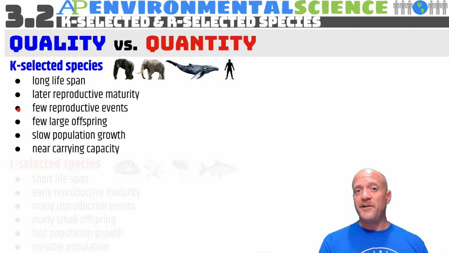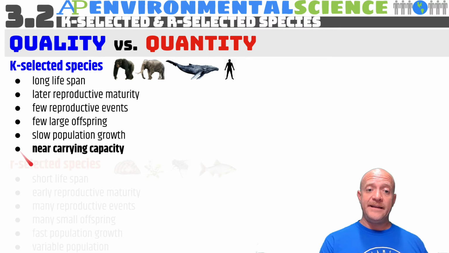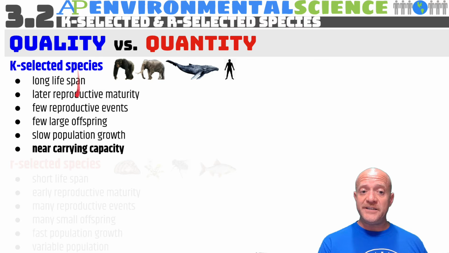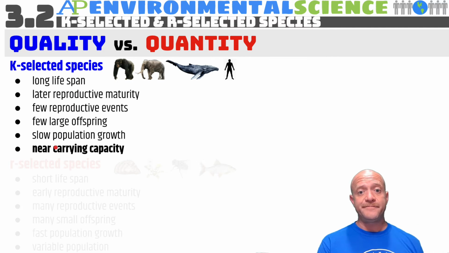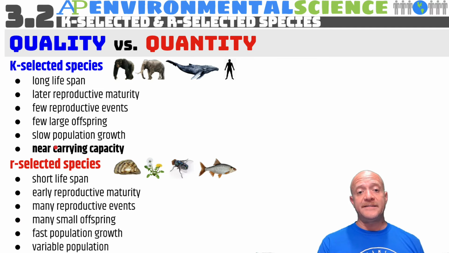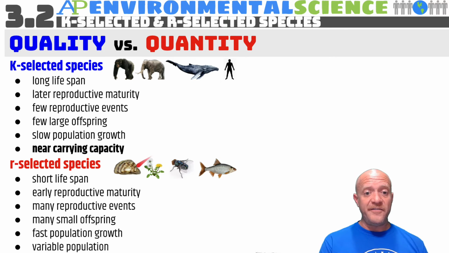They have fewer reproductive events. They have a smaller number of large offspring. The populations are slow to grow, and they hover near the carrying capacity. And the reason they're called K-selected species is because their populations pretty much are near that carrying capacity. Now, when we're talking about R-selected species, examples are zebra mussel, dandelion, fly, basically most insects, and fish. All of these are typical R-selected species.